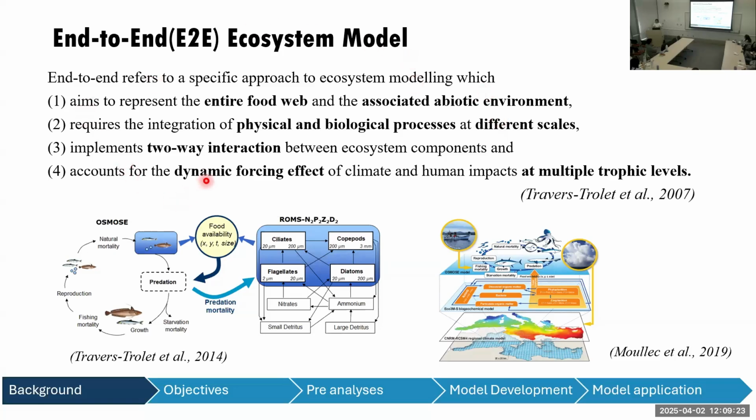And this type of model should also implement two-way interaction between ecosystem components, because we want to know how they respond to each other and influence each other. It should also account for the dynamic forcing effect of climate and human impact at multiple trophic levels.